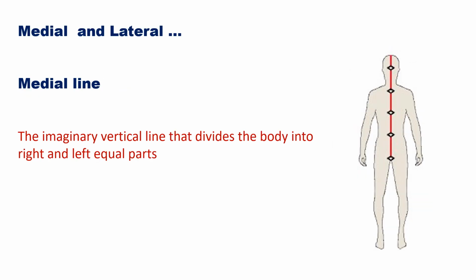Next terms are medial and lateral, but before describing these terms, we should know about the medial line, which is also known as the median plane. This is an imaginary vertical line that divides the body into right and left equal parts. By referencing this line, we can describe what the medial and lateral directional terms are.